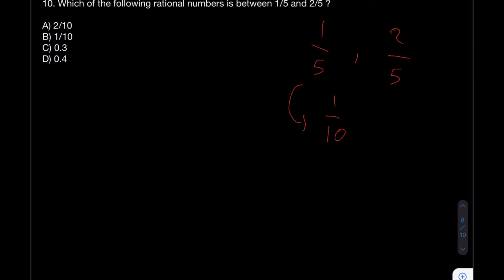Anyways, which of the following rational numbers is between 1/5 and 2/5? Now, I'm going to use the book method to solve this, and it's actually the coolest method. So, let's check it out.